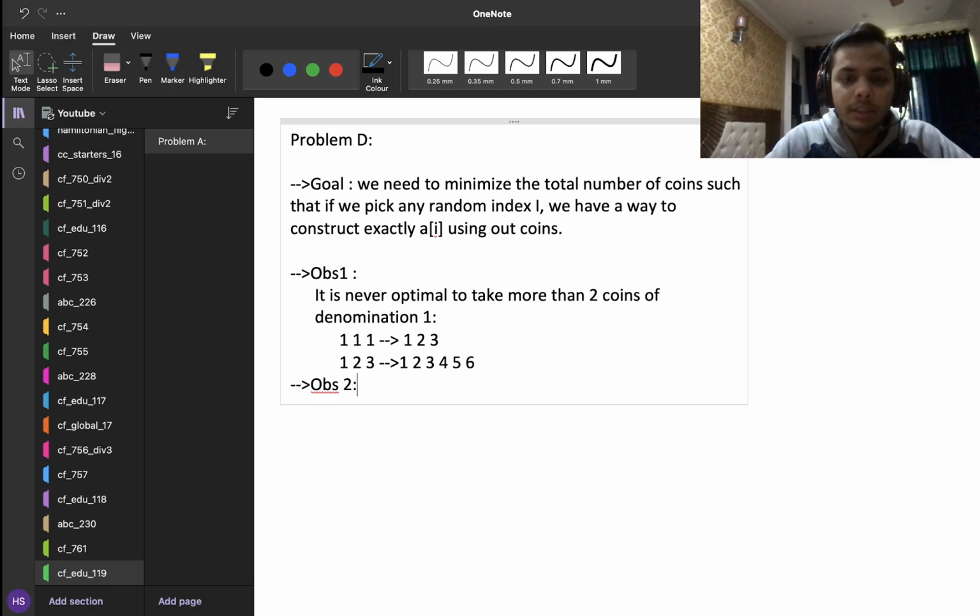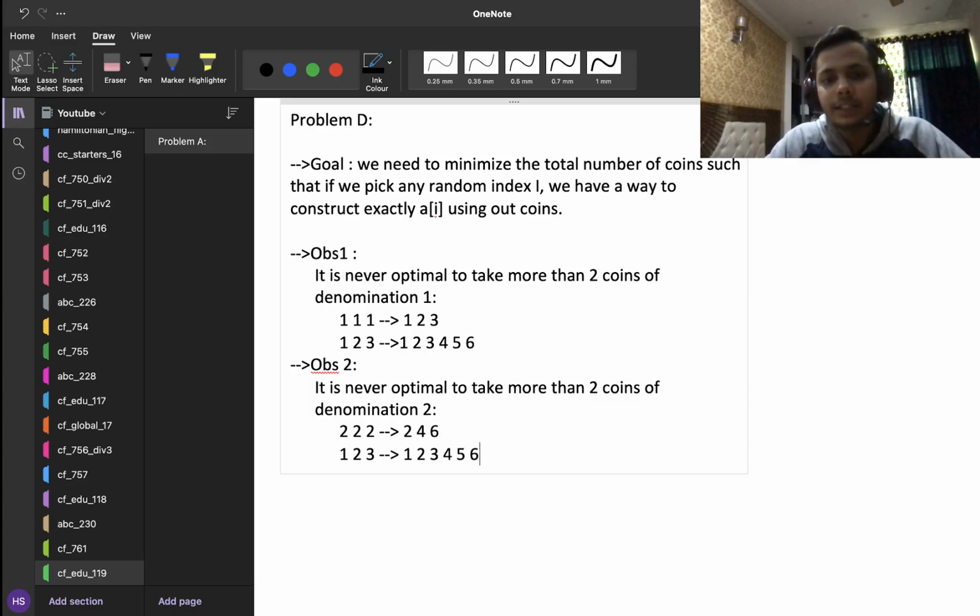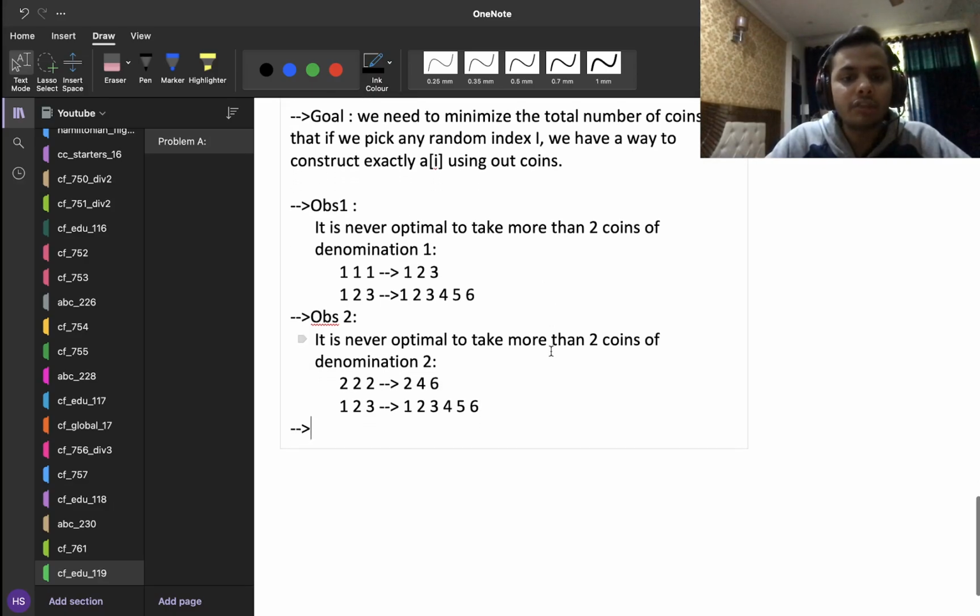Observation 2 is again similar. So it is never optimal to take more than 2 coins of denomination 2. And again, let's say we have 3 coins of denomination 2. The total different amounts that we can form are 2, 4, 6 and nothing else, right? But again, if we replace it by 1, 2, 3, we will form 1, 2, 3, 4, 5, 6. And this is again strictly better, right? So this is proof that it is never optimal to take more than 2 twos as well. And these two observations are very, very crucial.